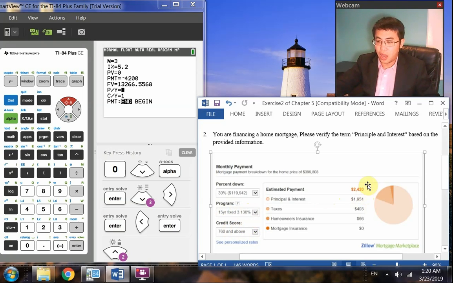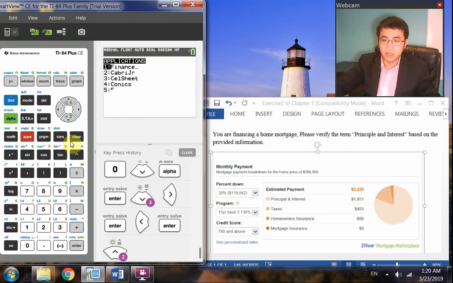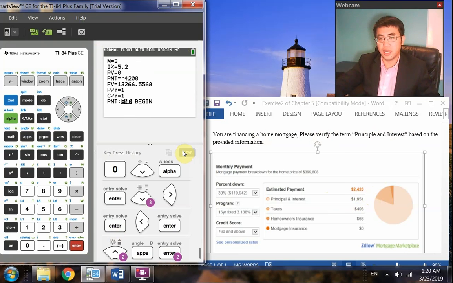Here, all you need to do is verify the principal and interest of 1951. I want you guys to calculate your principal and interest, or the monthly payment, and get this number. So how exactly do you need to do it? Once again, you go to the apps and finance time value of money solver. That's the setting you have here, and remember, your mortgage payment is made on a monthly basis, so you have to make a lot of adjustments for the factors when you input the numbers.